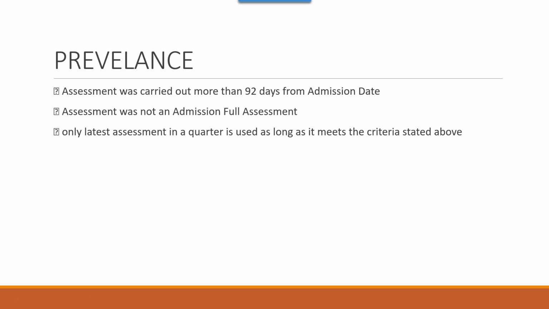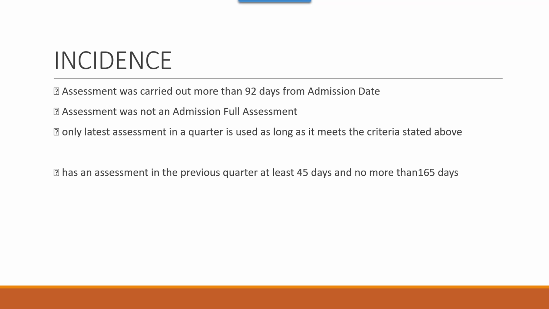Also, remember that these exclusions work for every single assessment you're doing during the quarter. That is, a person must be in the building at least 93 days. CIHI never uses a full admission assessment or that initial 14-day assessment. And if there's more than one assessment in a quarter, only the very last one is included in the analysis for that quarter.